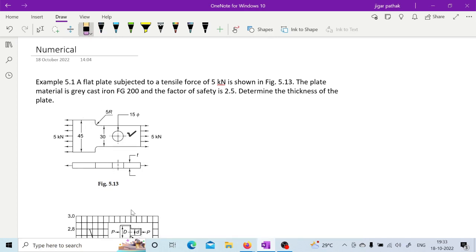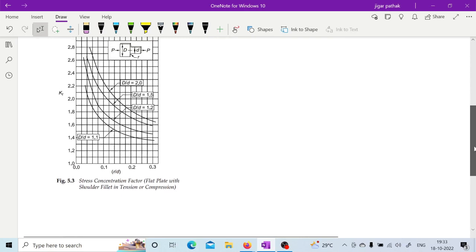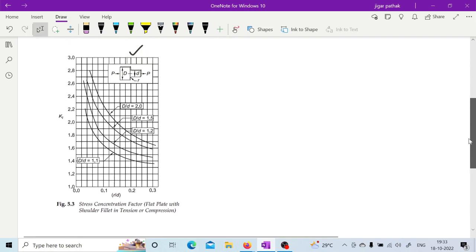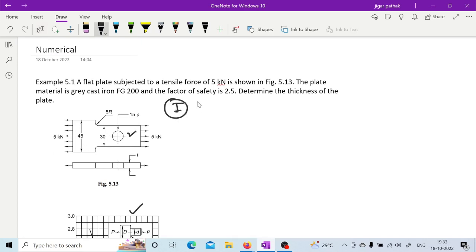Here only this shoulder graph is there, right? What we can say, this is a plate with varying cross section, as it is mentioned here. A plate with shoulder fillet is given, so this will also give you increased stress. So you need to consider stress concentration at two places. First is because of the hole, and second is because of the shoulder in the plate.